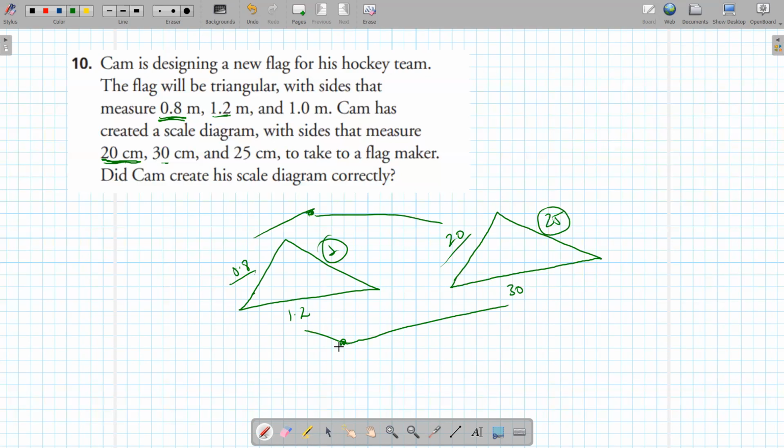So this is another way to show that the triangles are similar. If they don't give you any of the angles, the K value for all 3 sides has to be the same. In this case, the K for all 3 sides is 25, 25, 25. Therefore, the triangles are similar. Therefore, the scale diagram is good. So they're not always going to give you angles. Keep that in mind. If they give you angles, show that 2 of them are equal, then you've got a similar triangle. If they don't give you any angles, like in this case, you have to show that all 3 Ks are the same.